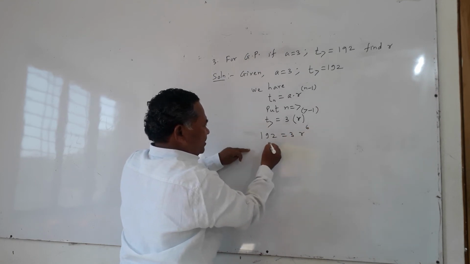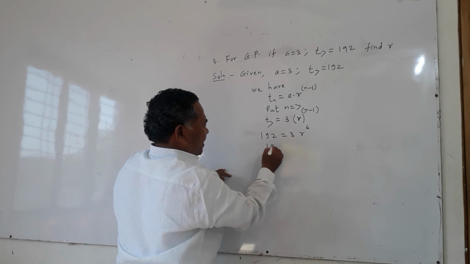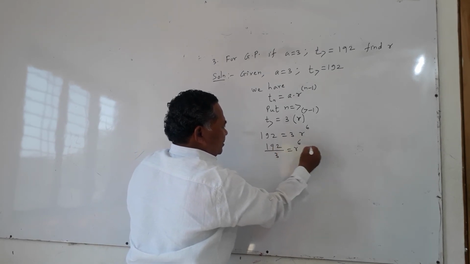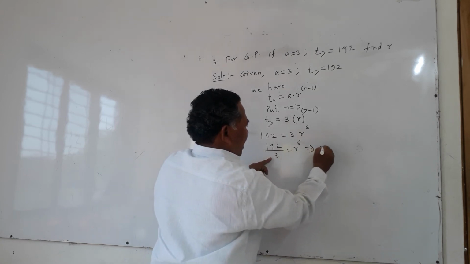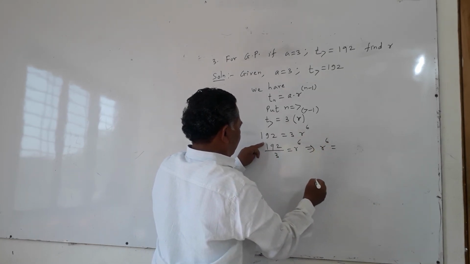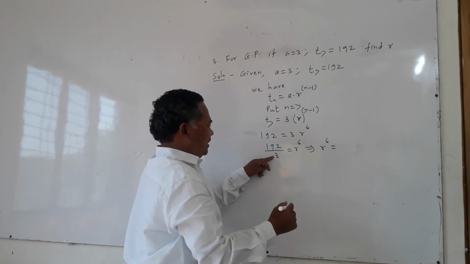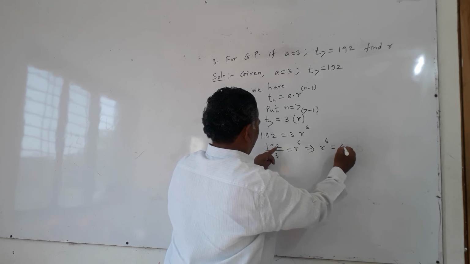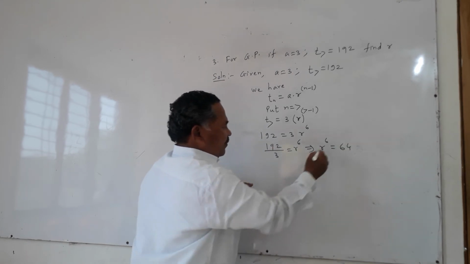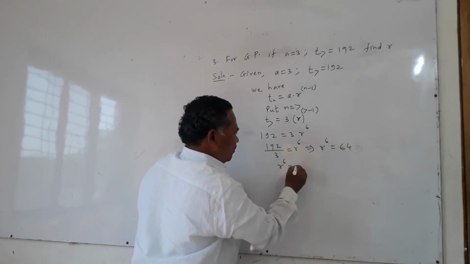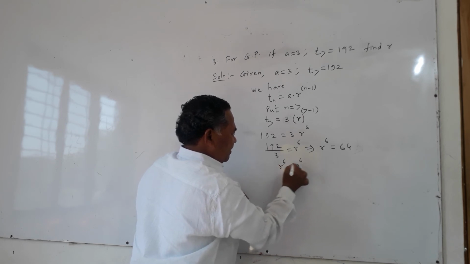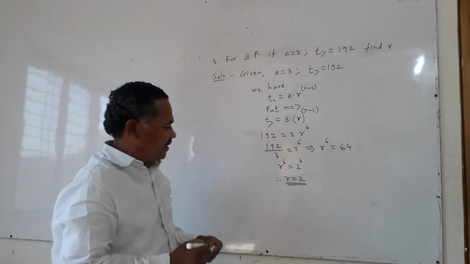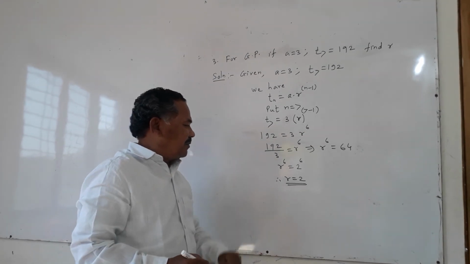Then we transfer 3 to this side, so 192 divided by 3 equal to r to the 6. Then we get r to the 6 equal to 64. We know that 64 is 2 to the 6. So r to the 6 is equal to 2 to the 6. If the power is the same, then the base is also the same. Therefore r equal to 2 we obtain. Remember, in this manner we evaluate this example, the common ratio.